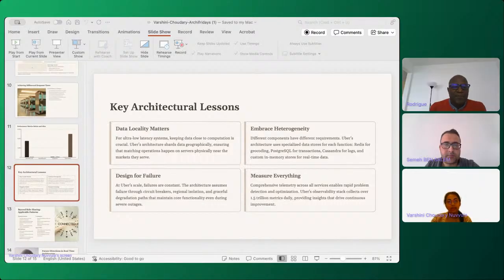Okay. So here we are at achieving millisecond response time. As I was mentioning, even minor optimizations like avoiding garbage collection during peak hours really make a significant impact. Next, we see the performance metrics before and after.